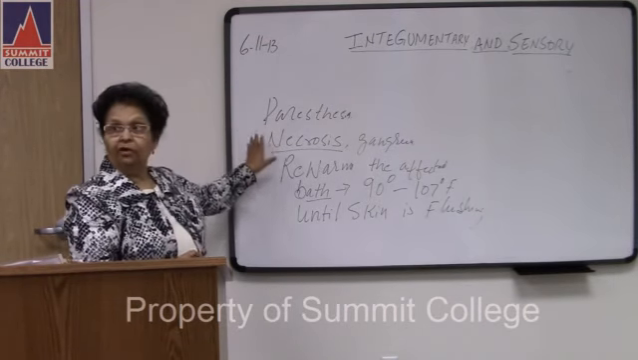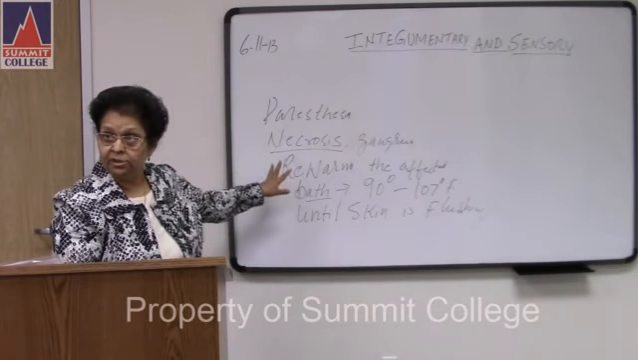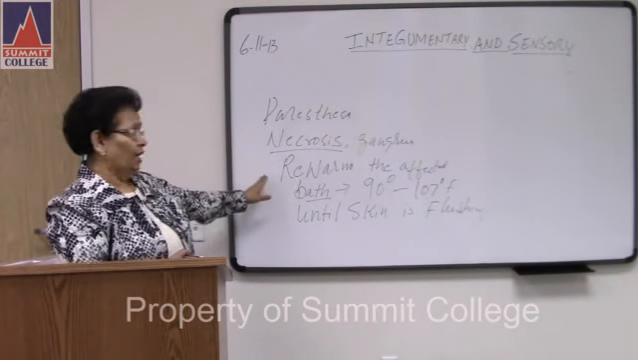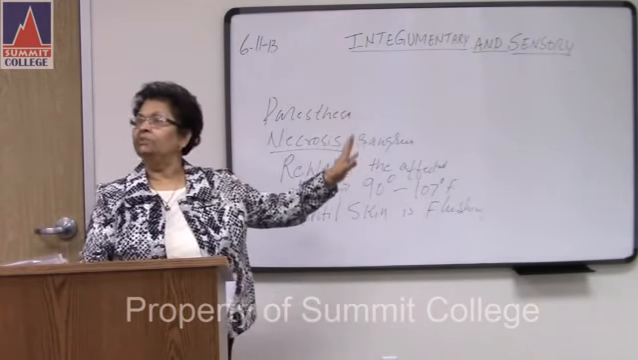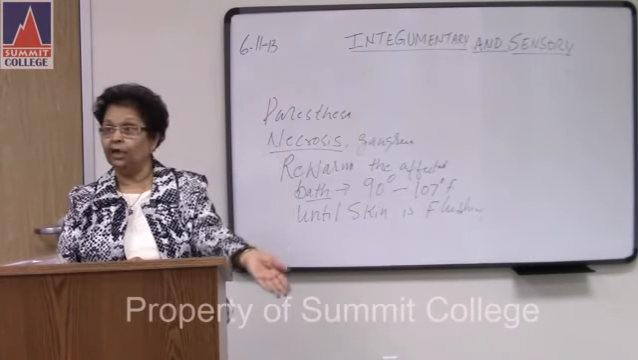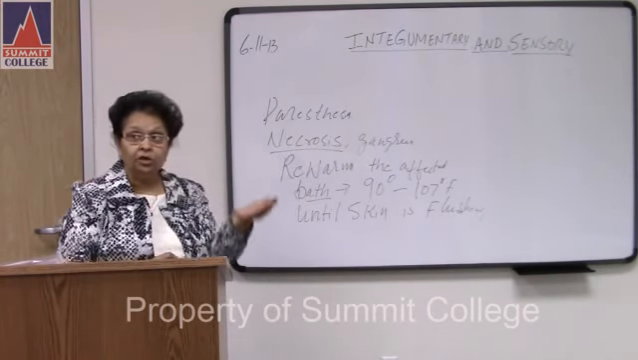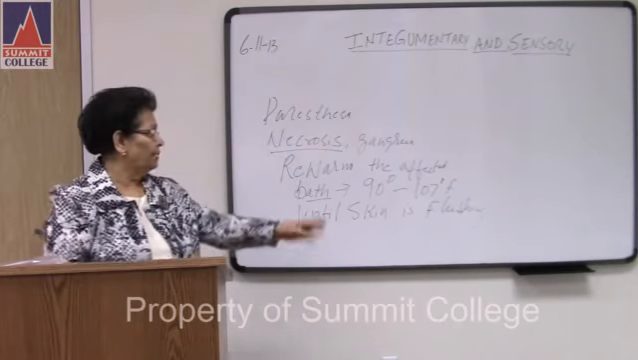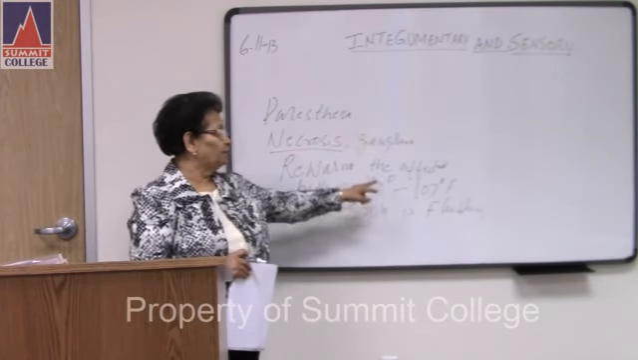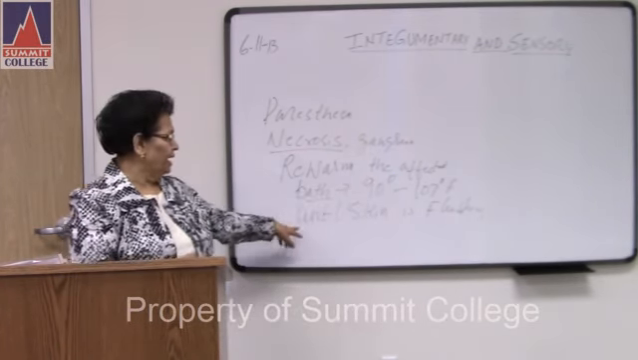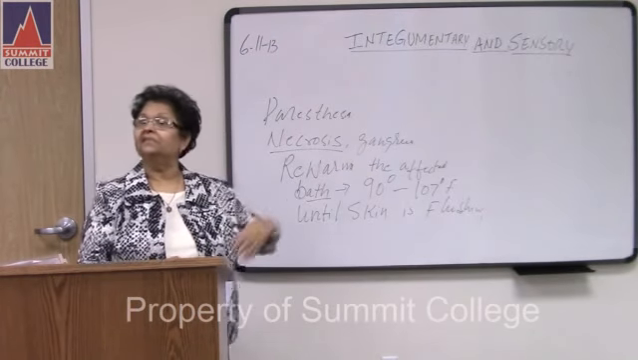So for your answer on frostbite, what are you monitoring? Paresthesia. What are you monitoring? Patient necrosis. And what do you do? Your answer would be rewarm the area. That means you are putting it in warm water, and you do it not slowly. Your answer would be 90 to 107 degrees Fahrenheit and until the skin is flushing.